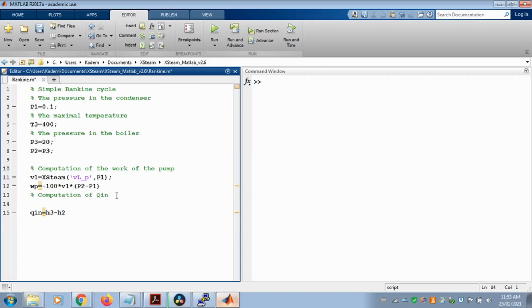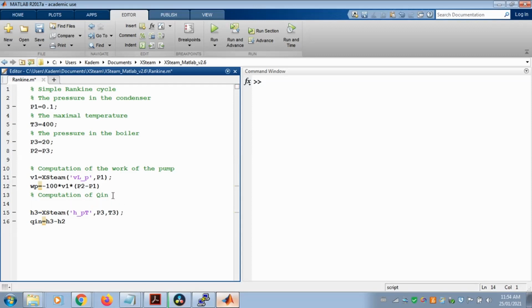Starting with H3, which is the easiest one. H3 is equal to what? This is the enthalpy at 400 degrees C and 2 megapascal. We call Xtheme again, and we say, okay, give me the enthalpy, knowing pressure and temperature. What is the value of my pressure? The pressure is 2 megapascals, so this is P3. And what's the temperature? T3. So this is done.